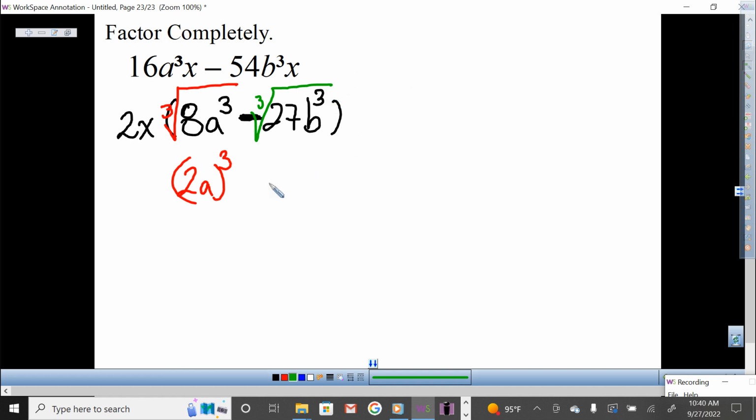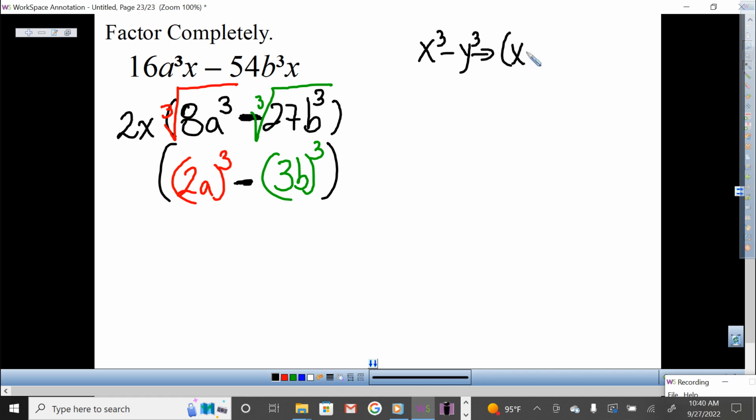Alexa Hernandez, how do we write that? 3b cubed. Hands, have you got that? Yeah, that is correct. And it's a minus, so it looks like we do have a difference of cubes. So that means our identity that we're going to use is what? x cubed minus y cubed, which is x minus y, x squared plus xy plus y squared.